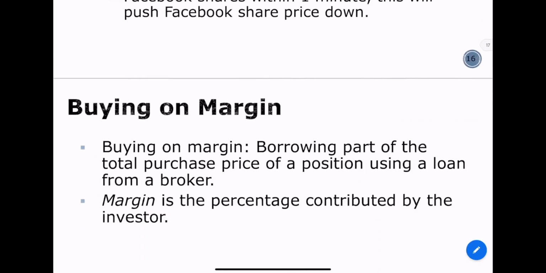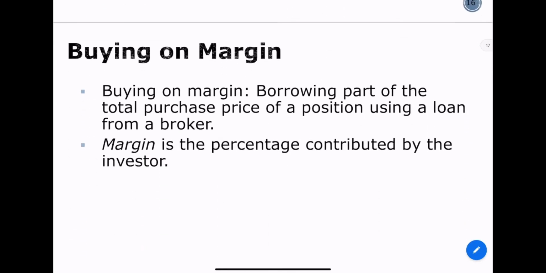So today we're going to be talking about margin and short sell. First, we will talk about buying on margin. And then, based on what we have learned about buying on margin, we could proceed to talk about short sell. So, first, what is buying on margin, right?